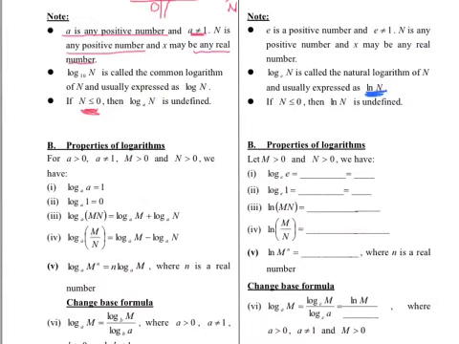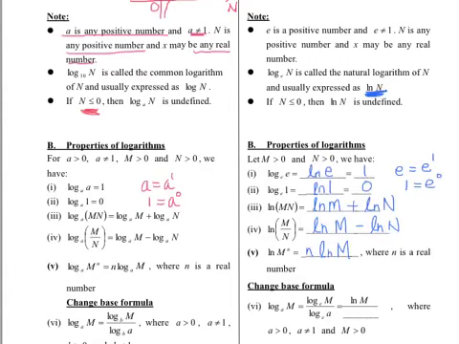Now, the properties of logarithm can also be applied to the natural logarithm. Let's have a look. On the left-hand side, there are 6 rules here. We can look at the left-hand side and then we can compute the right-hand side simply. Now, take time to look at the first 5 rules.